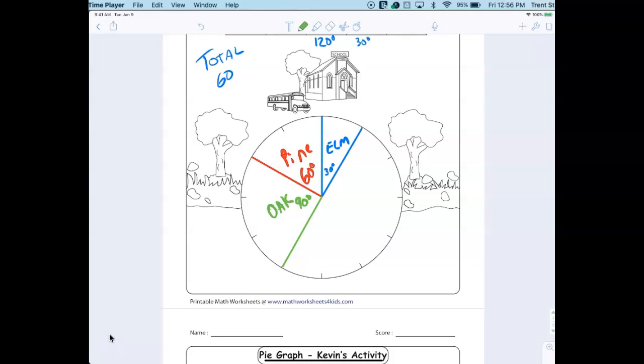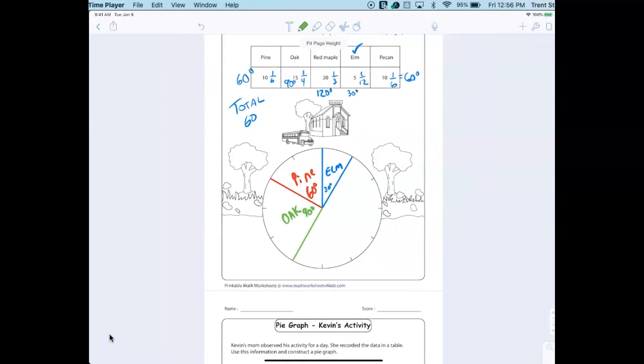Does everybody see that? And then I'm going red maple, which is what? 120. So I count this direction. And I say this is red maple. And that's 120 degrees. And then the final one was what? Pecan. And how many degrees? 60. So 60 degrees pecan. Is everybody happy with that explanation? Now, how do I know I'm right? Because I can count the degrees, and the degrees will add up to what? The degrees will add up to 360.